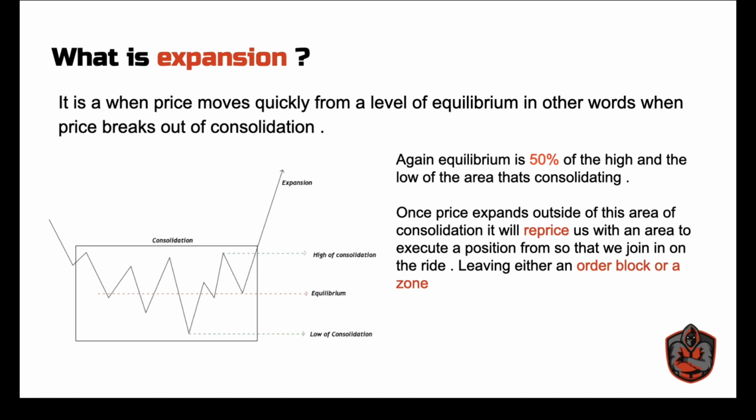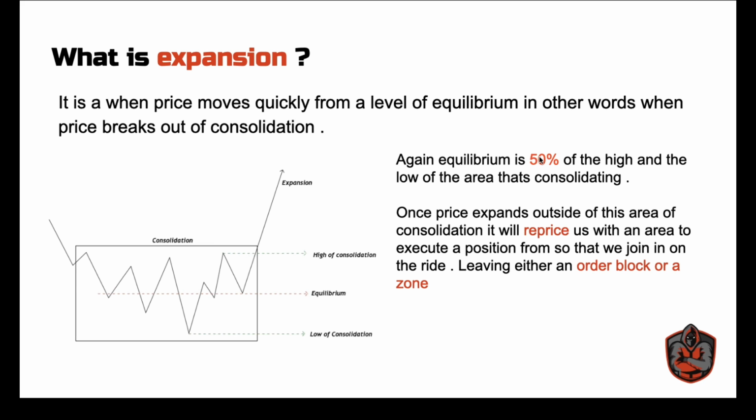Now, let's get straight into it. What is expansion? It is when price moves quickly from a level of equilibrium. In other words, when price breaks out of consolidation. So, this is our consolidation phase, right? Now, what happens here? Price breaks through that consolidation. That's what we classify as our expansion, right? When price is just ranging like this, we classify that as a consolidation. When price expands out of that phase, we classify that as an expansion.